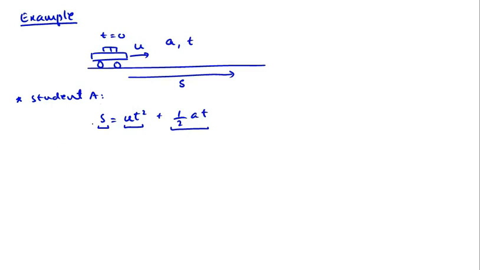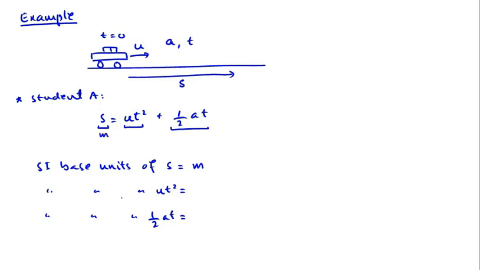SI base units of the first term s, SI base units of the second term ut squared, and SI base units of the third term half at. Students, SI base unit of the first term s, which is distance, is meter. SI base units of the second term ut squared are equal to SI base units of initial velocity u, which are meter per second, times SI base unit of t squared, which is second squared.